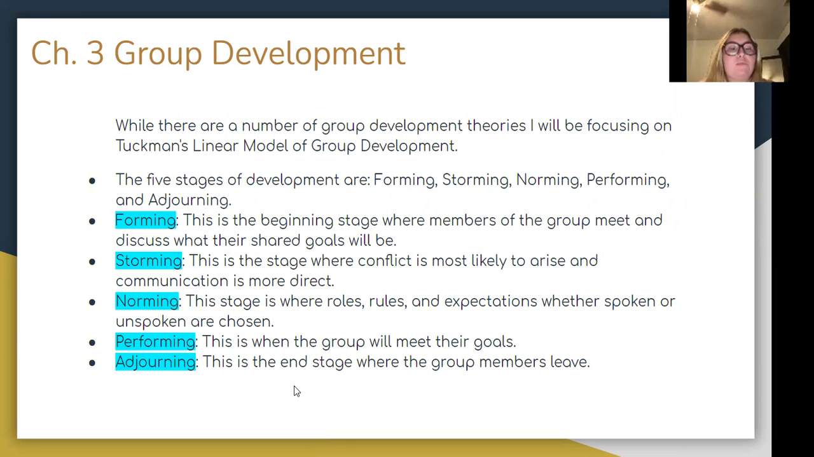To give a simple description, forming is the beginning stage. This is going to be your first meeting. You're going to get to know everybody, kind of get a feel for your group and your shared goals and what you will be expected of each other.